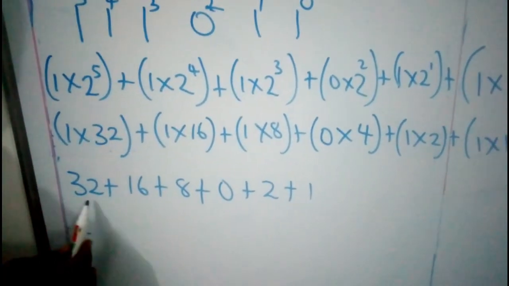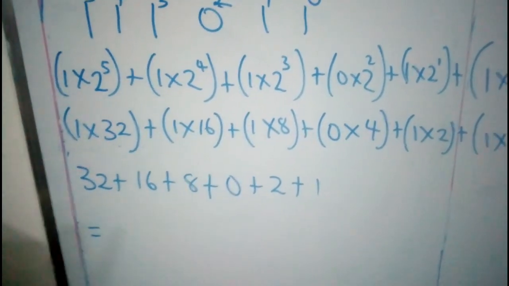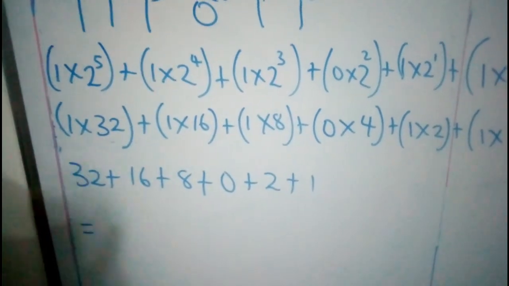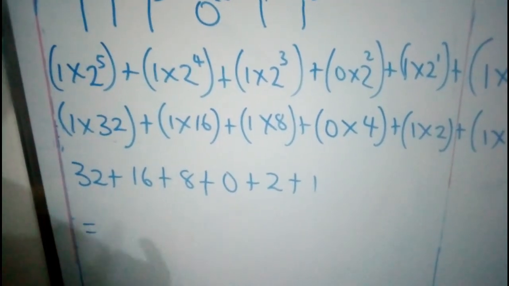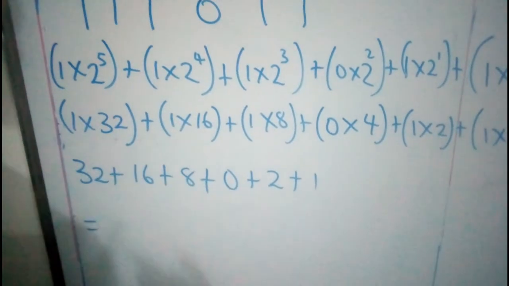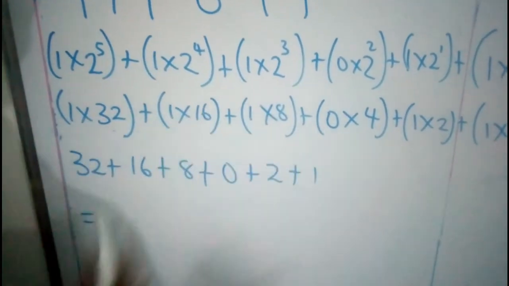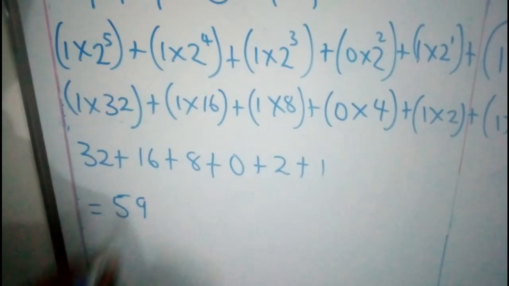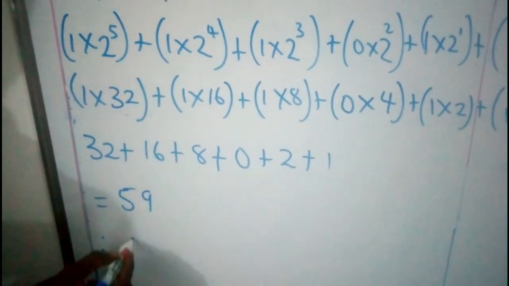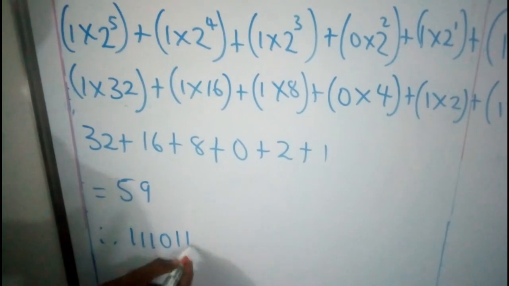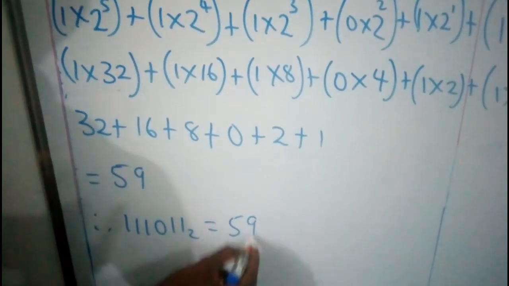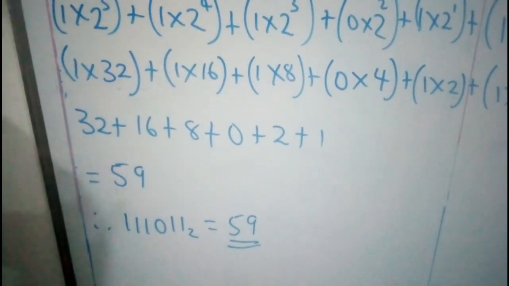Alright. 32 plus 16 should give you 48. 48 plus 8 should give you 56. 56 plus 0 should give you 56. 56 plus 2 should give you 58. And 58 plus 1 should give you what? 59. So what do you say? Therefore, 111011 base 2 gives you 59 as a decimal.